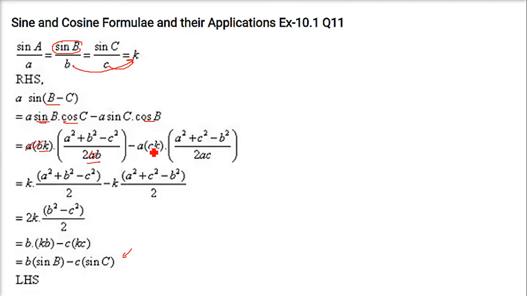So now ab gets cancelled, ac gets cancelled, and then you can just add them, take k common. When you add them, a square plus b square minus c square, and the other one, this is minus, so all the signs will change: minus a square minus c square plus b square. A square gets cancelled, b square will be 2b square, c square will be 2c square. Of course we have a 2 here, so this 2 gets cancelled. You are only getting b square minus c square, and k of course is there.